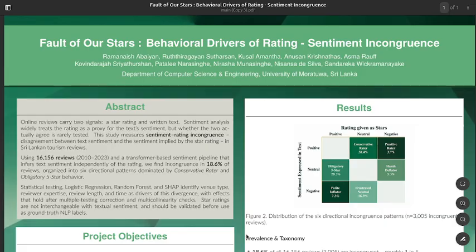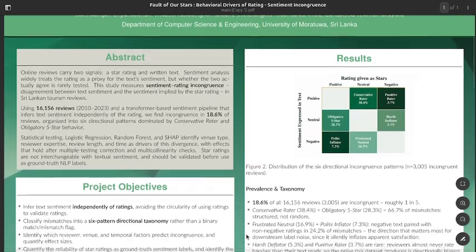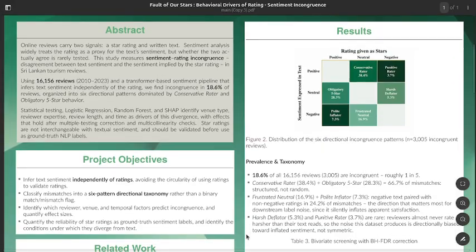So, when people write online reviews, they usually communicate their experience in two ways. First, they give a star rating, such as 1 to 5 stars. Second, they write a textual review, explaining their experience. In many sentiment analysis studies, these star ratings are used as convenient labels for the sentiment of the review text. But there is an important assumption here. A 5-star review is assumed to be positive, a 1-star review negative, and so on.